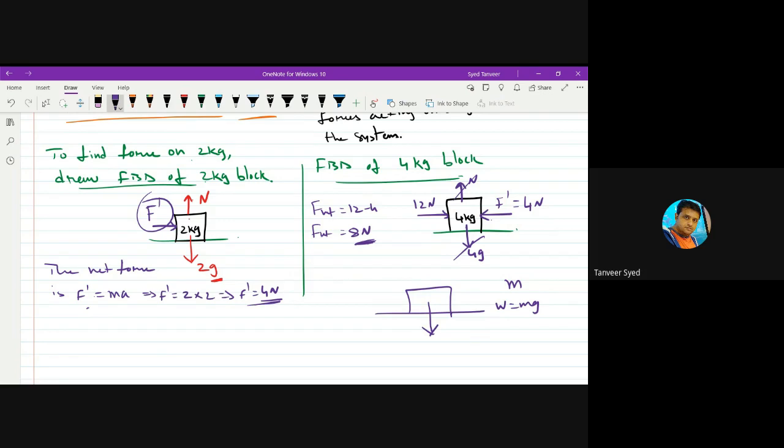Sir, here F net is 12 minus 4, no, sir. Which 4 did you subtract, sir? There is only one force, which is this force. How can I subtract mass from force? It is meaningless. We should not even get that idea that this 4 is this 4 kg. It is totally absurd, completely illogical to subtract mass from force.